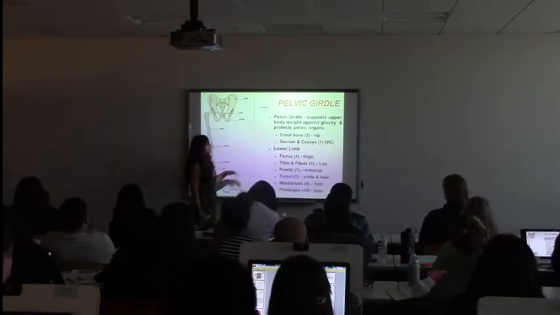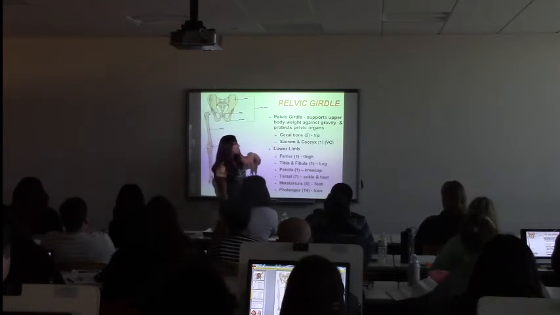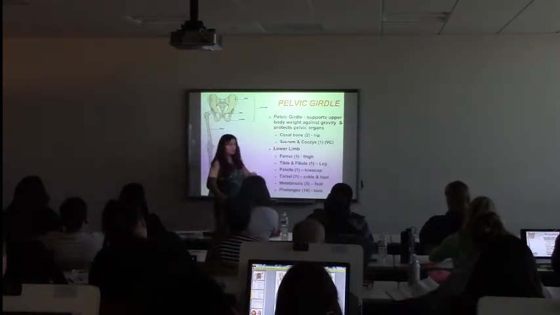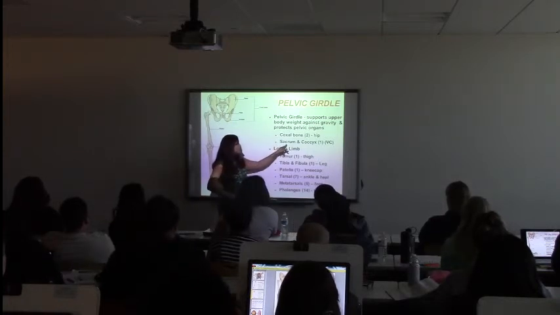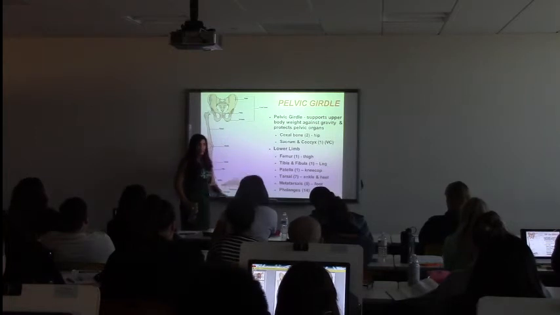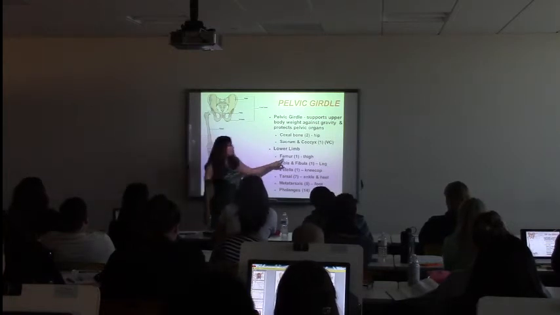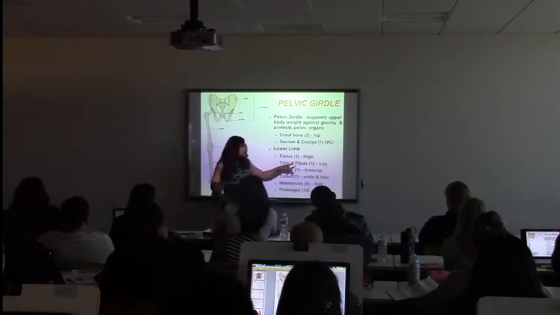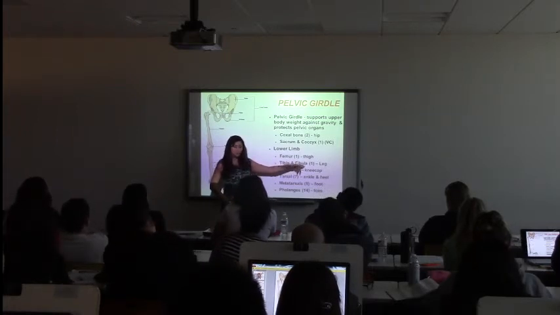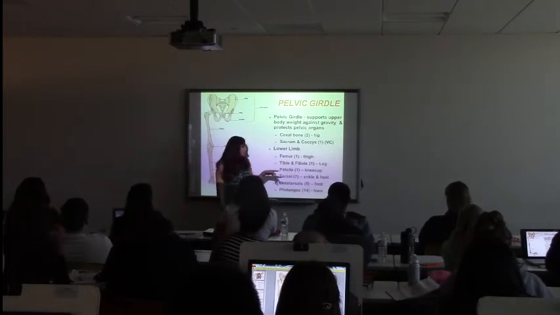Okay, pelvic girdle. Pelvic girdle supports upper body weight against gravity and protects pelvic organs. You have 2 coxal bones, which are your hip bones. You will have 1 sacrum and 1 coccyx, which are part of your vertebral column. Now your lower limb, again, I'm going to just talk about 1 leg. 1 femur, which makes up your thigh. A tibia and a fibula, 1 of each, and it makes up your leg.